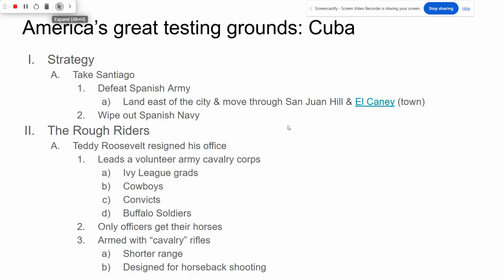criminals. Because if you're going to go to a war, why not give guns to people who are already in jail and say you want to go kill people? I'm like, yeah, I'll go do that. And a group of people known as the Buffalo Soldiers. The Buffalo Soldiers were the United States Army's all African American corps.